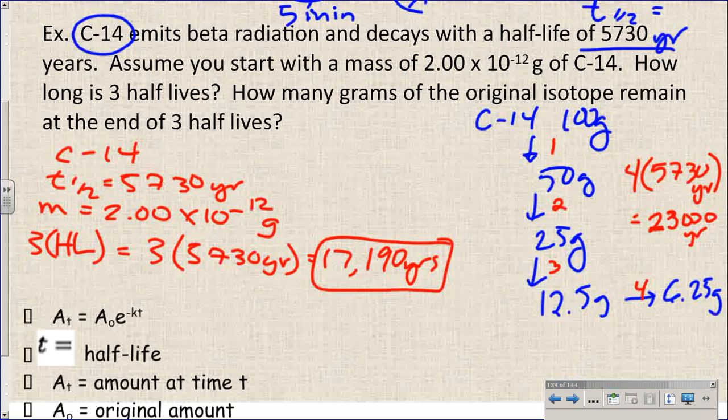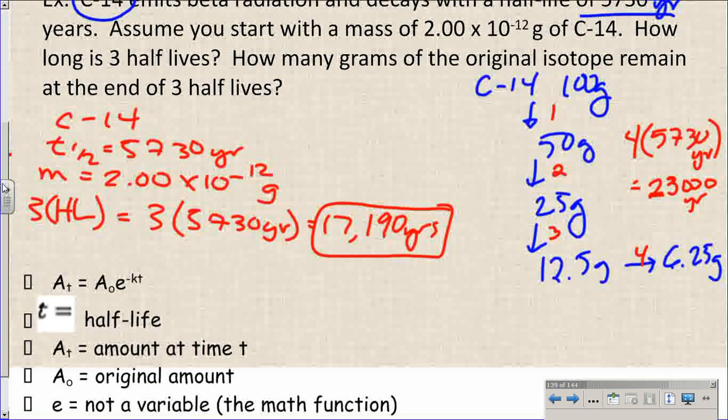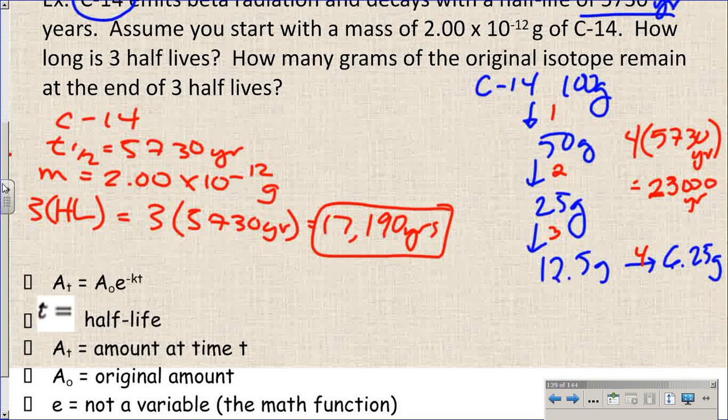Okay, so that's how long 3 half-lives is. Now, how many grams of the original isotope, carbon-14, is left after these 3 half-lives? There's an equation that you want to write down for yourself, okay? It looks like this one, but I'm not going to use this equation because it's too complex, and that's something you'll learn in Algebra 2. I don't know if you've learned it yet.